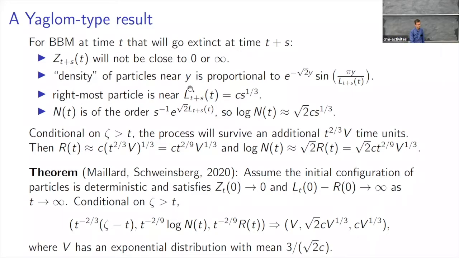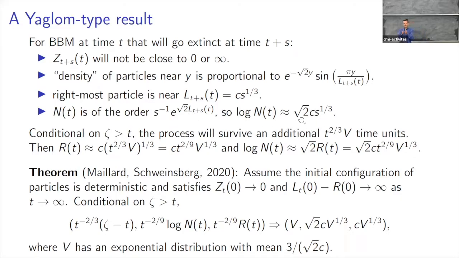And so the density of particles near y should be proportional to e^(−√2 y) times the sine of π y over L_(t+s)(t). That's coming from the density formula that we stated before. This means in particular that the rightmost particle should be reasonably close to the right boundary at L_(t+s)(t), which is c times s^(1/3). A short calculation tells us that if we put down approximately this number of particles according to this density, that is what it's going to take to make z_(t+s)(t) roughly order 1, rather than much smaller or much larger. Consequently, the log of the number of particles at time t should be approximately the square root of 2 times L_(t+s)(t).